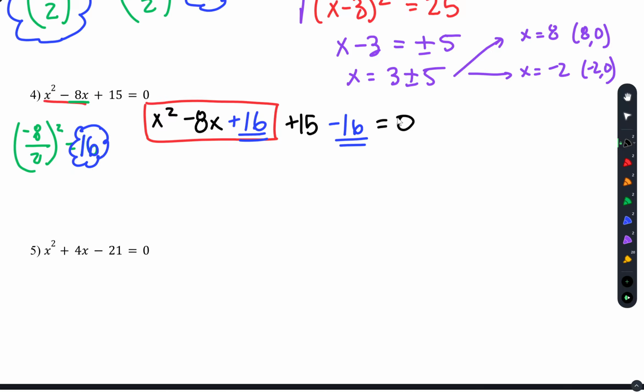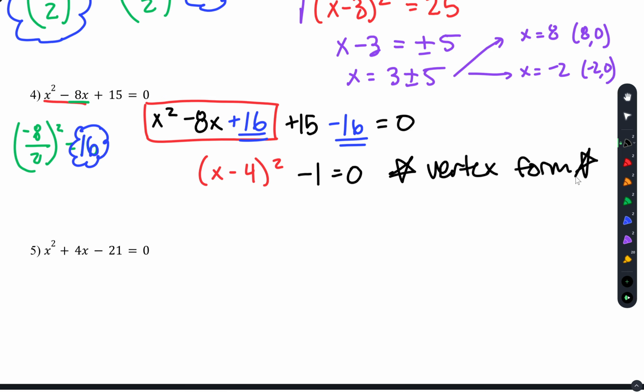The whole thing in red, that's my perfect square trinomial, that is going to factor out to be x minus 4 squared. And then what's left over here is 15 minus 16, a negative 1. This was my goal, to get vertex form. So maybe a little bit less work because we don't have to move the 15 over and then move it back over later. Kept it all on one side. Now that it's in vertex form, I can do all my graphing and stuff with that.